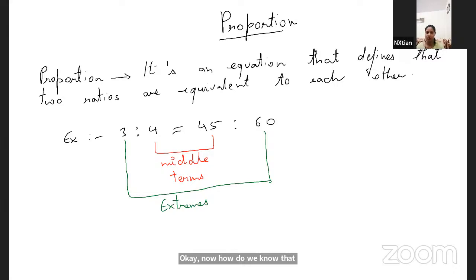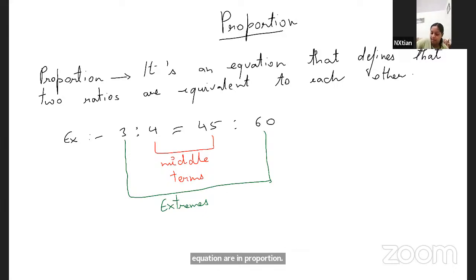Now, how do we know that this equation is in proportion, that all the terms in it are in proportion? So we multiply the middle terms and we multiply the extremes. If the products, the answers of both of them, are equal, then we can say that all the terms in this equation are in proportion.